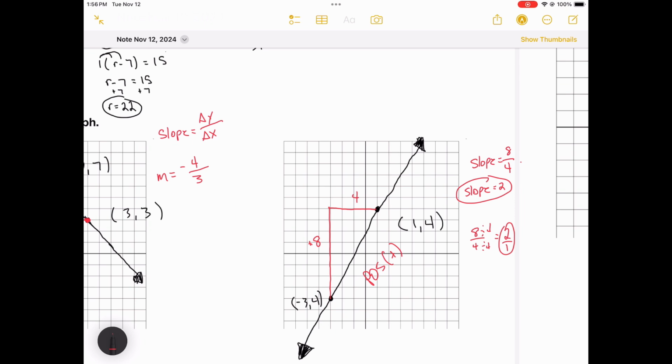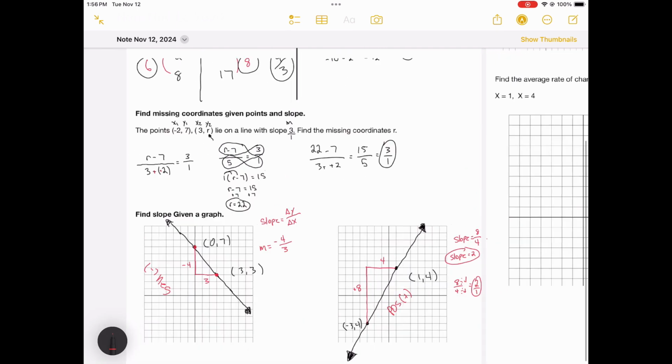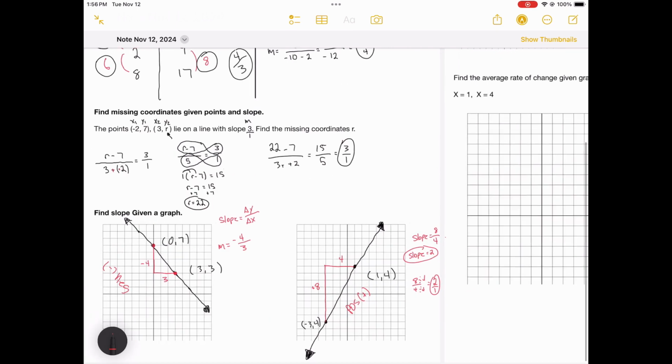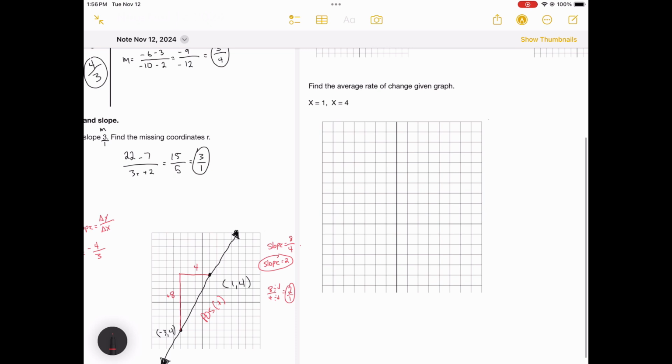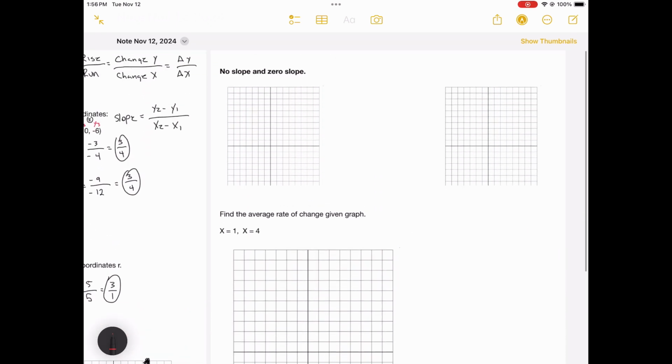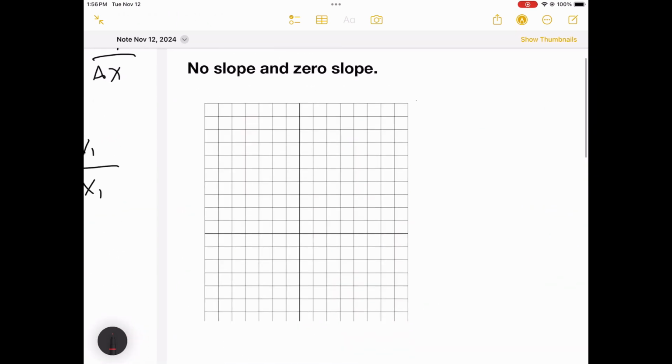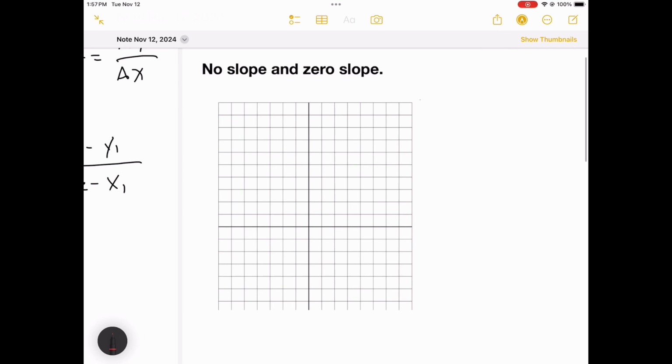All right, next we're going to talk about no slope and zero slope. So we've talked about these before, but we're going to talk about them again. We're also going to talk about the average rate of change here in a second. Okay, so let's just go into this. No slope and zero slope. Let's do no slope first.